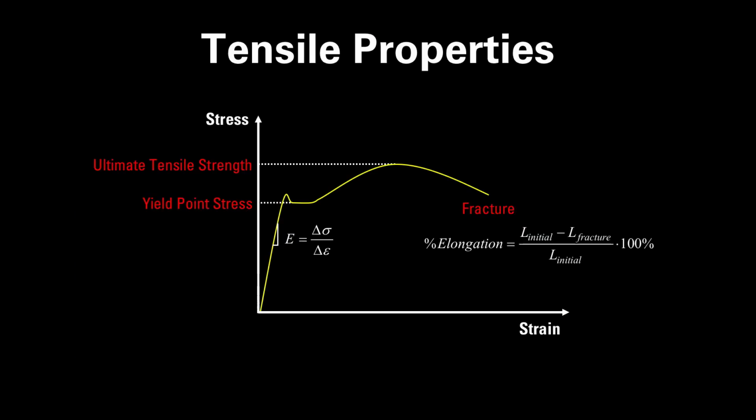The tension test is performed to ensure that a product has the required tensile properties for its intended use. You will use the tension test results to determine the following properties: the modulus of elasticity, also known as Young's modulus, the yield stress, also known as yield strength, the ultimate tensile strength, and the percent elongation.